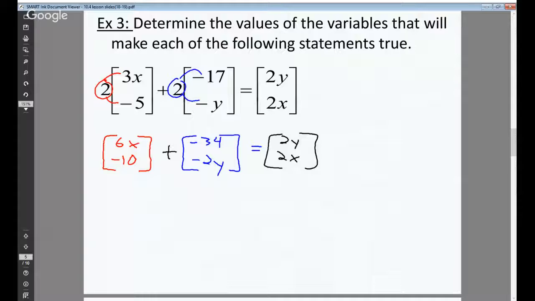And just like I said before, depending on which spot each of the elements are in, we can pair those together. For example, the 6x and negative 34, and the 2y can be paired up. So let's go ahead and do that. 6x and then plus a negative 34, or in other words, minus 34. That's going to be equal to 2y. Then do the same thing to the bottom parts. The negative 10 and then minus 2y equals 2x.